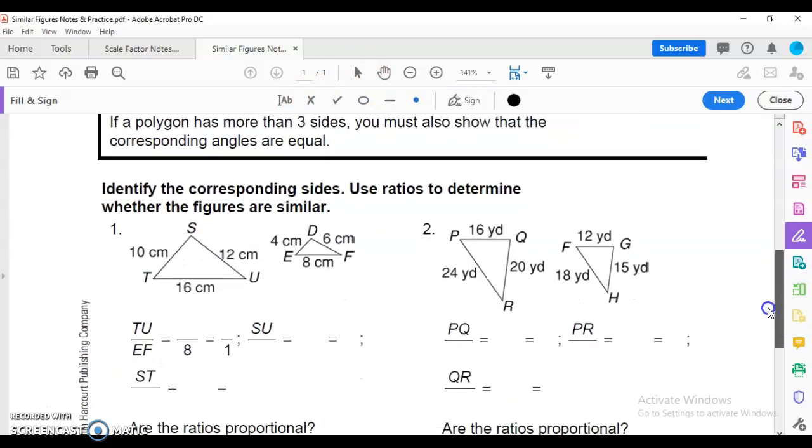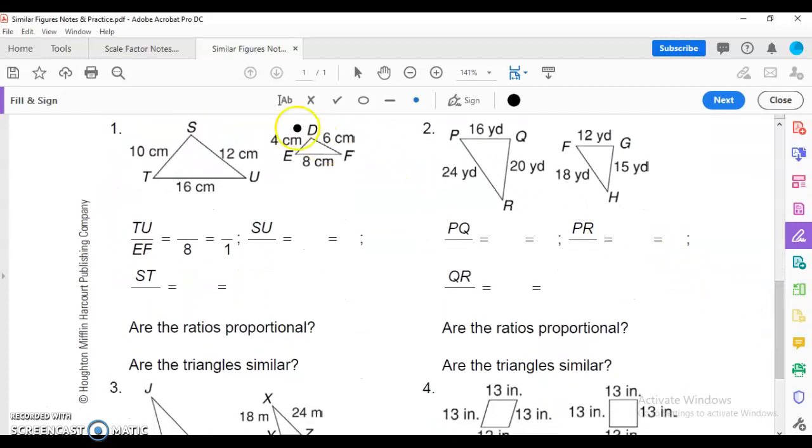So let me come down here. Are these in proportion? All right, so you have TU and EF. I know EF is 8, so TU is going to be 16. Now 16 over 8, oh, I can reduce that, and that is going to give me 2 over 1. So TU over EF is 2 over 1.